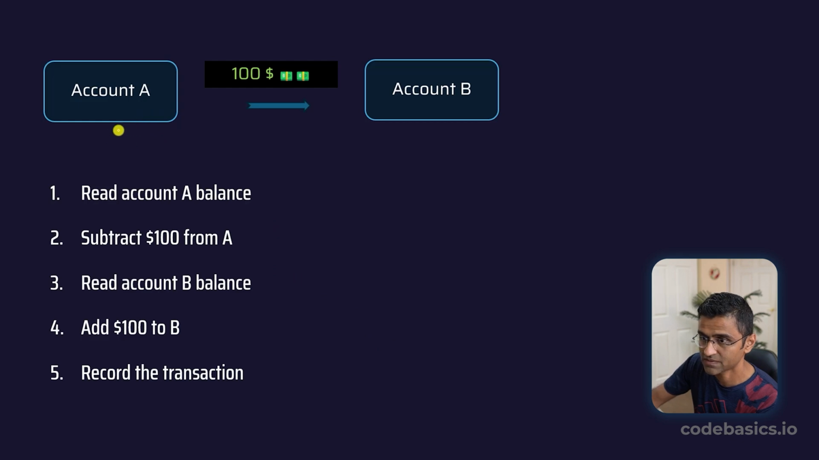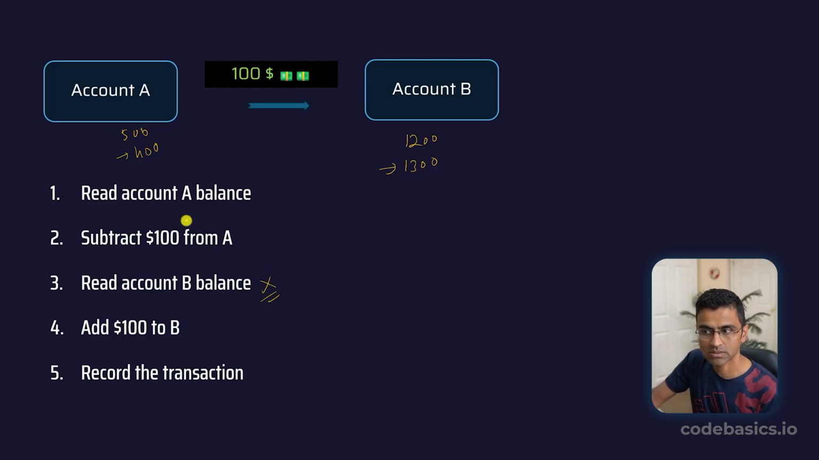So let's say A has $500. It will first subtract it, right? So this becomes 400. And then it will add, let's say this account has 1200. So after the transaction, it becomes 1300, right? Now let's say your computer crashes after step 2. At this step, the computer crashes. So what will happen now?